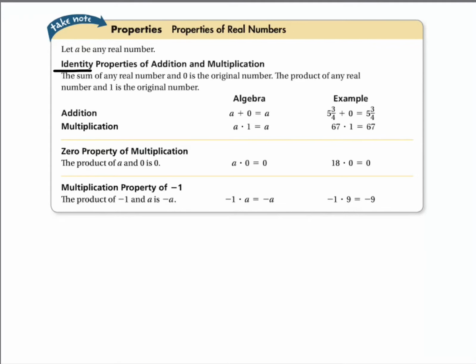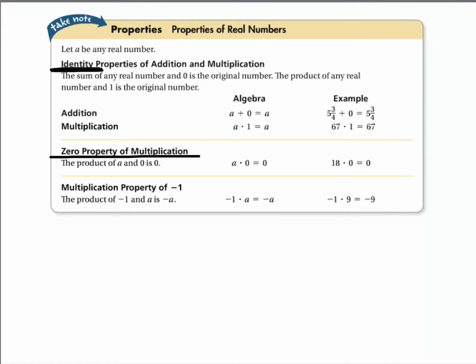The identity properties of addition and multiplication. Your identity is who you are. So we're trying to keep the number the same, keep its identity. So if you're working with addition and you have a number, the only way to keep it the same is by adding 0. If you're working with multiplication and you're trying to keep the number the same, the only way to do that is by multiplying by 1.